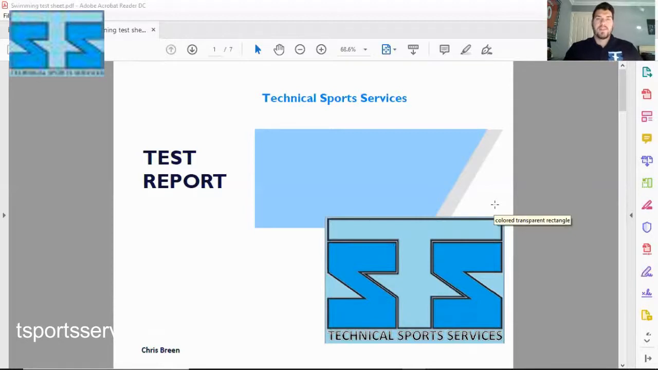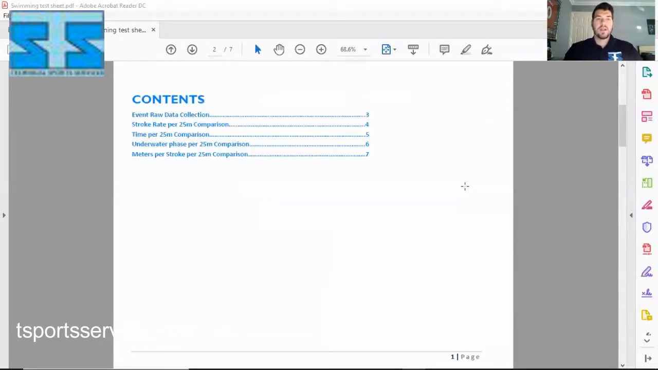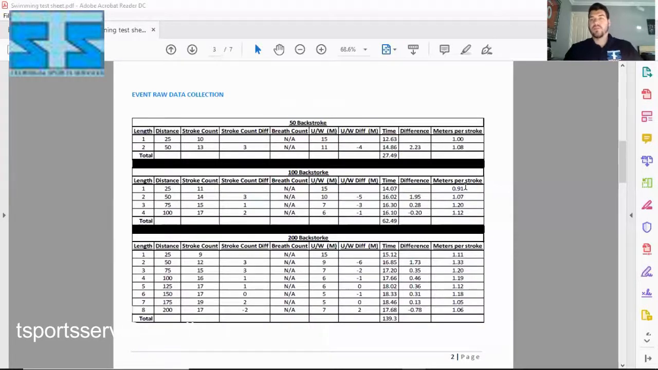So, for instance, here, this test report, we have a collection of raw data. This is for a swimmer that I've used videos from. They have a 50 backstroke, 100 backstroke, and 200 backstroke. So we've taken the distance performed. Now, this template can be adjusted for anything.